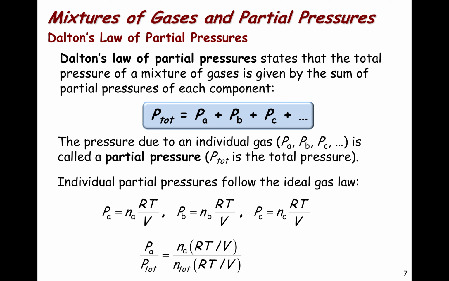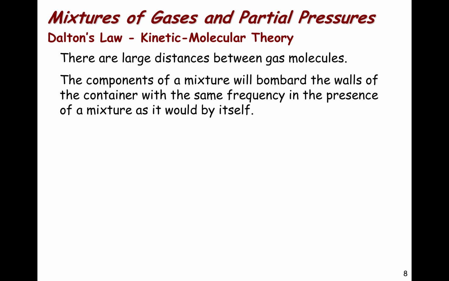But then the total number of moles would be in the denominator of the right-hand side, and that would be multiplied by the RT divided by V as well. And of course, the RT divided by V is going to cancel out of this equation, and so we come up with a relationship for the partial pressure divided by the total pressure is equal to the number of moles of the individual gas divided by the total number of moles.